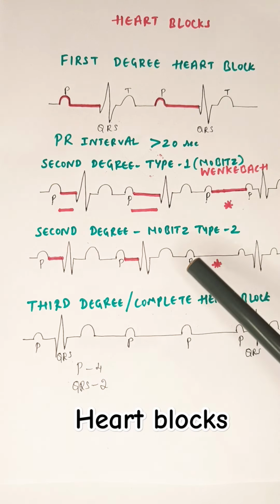Third degree heart block, meaning there's a complete heart block. See, P wave represents atrial activity, QRS complex represents ventricular activity. So if you see here, there are 4 P waves recorded, but only 2 QRS complexes. It means in this time duration, the atria has contracted 4 times, but the ventricle has contracted only twice. It means there is a complete dissociation between atrial and ventricular activities.